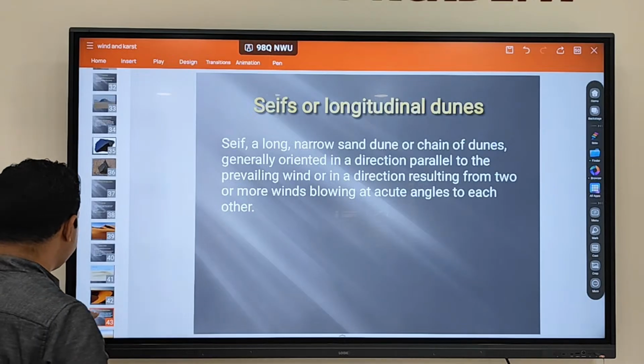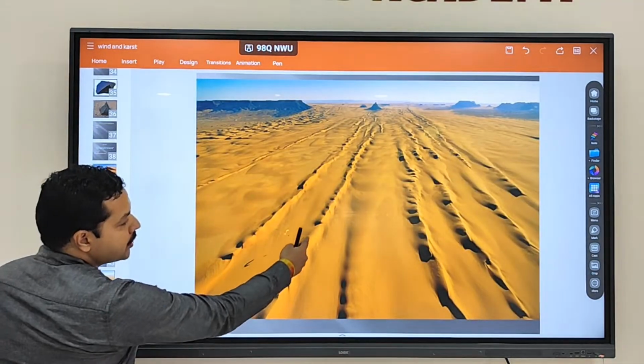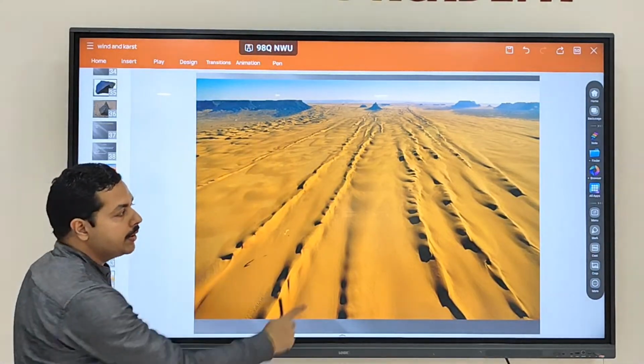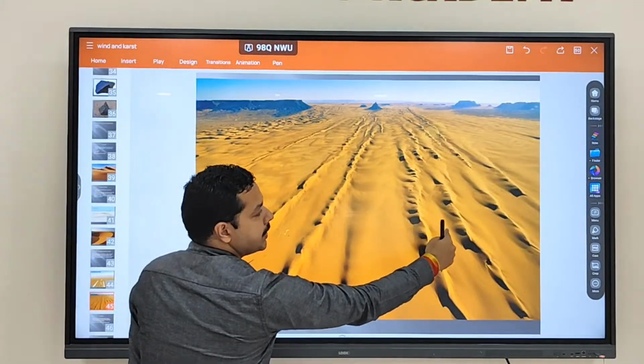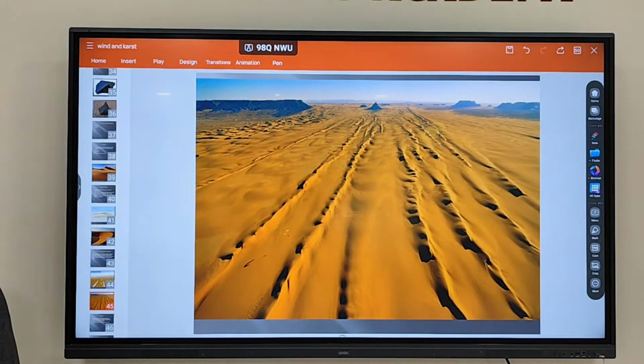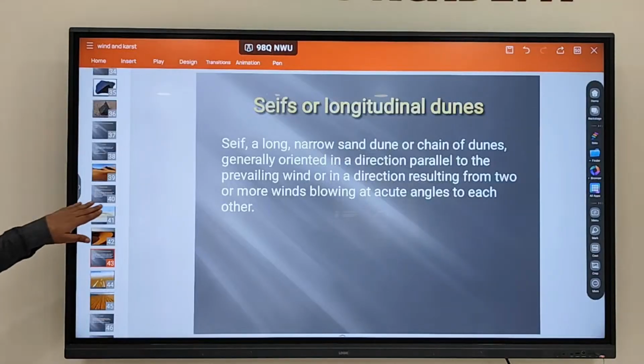For example, if you see the figure, you'll find dunes like this. You find more sand deposition over here, less sand deposition over here, more sand deposition, less sand deposition, more, less. When such type of deposition happens, it is going to be called longitudinal dunes or sif. Fine. So sif is a long, narrow sand dune or chain of dunes. You see a high, low chain of dunes, generally oriented in a direction parallel to the prevailing winds.